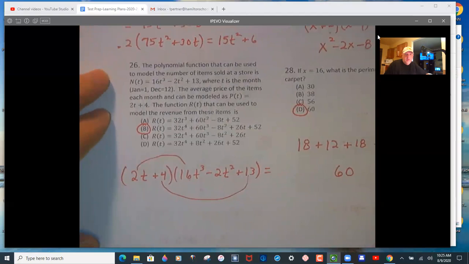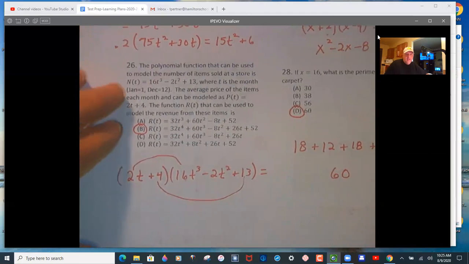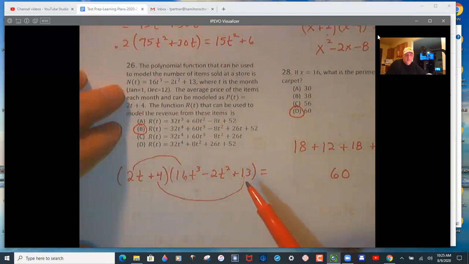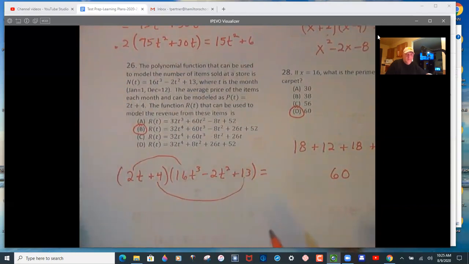Okay, so here's the product of these two that you need to take. And I know right away it's B because I can just look at the end product and the first product, a 32t to the fourth, and then a 52 on the end, and that is B when you do that product.